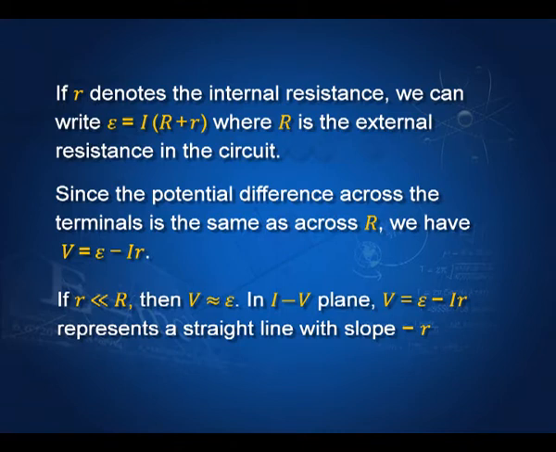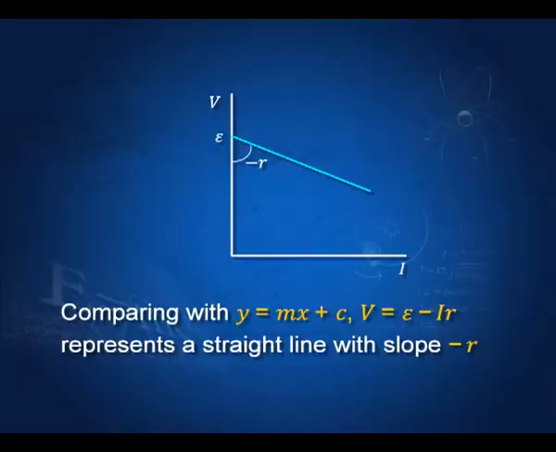That reduces the EMF by the amount Ir, and the result is the potential difference across the terminals of the battery. And if I plot V against I, then you will have this curve. This is the offset epsilon, and the curve is a straight line, and the slope of this curve is minus r. You can compare with y equals mx plus c, and you can see the slope is minus r.